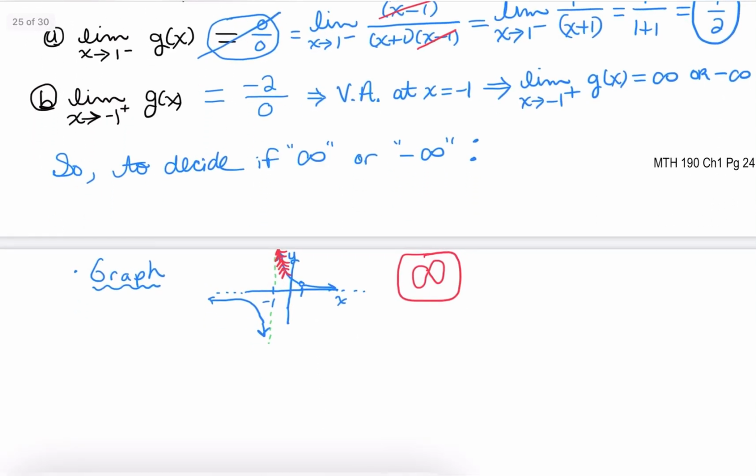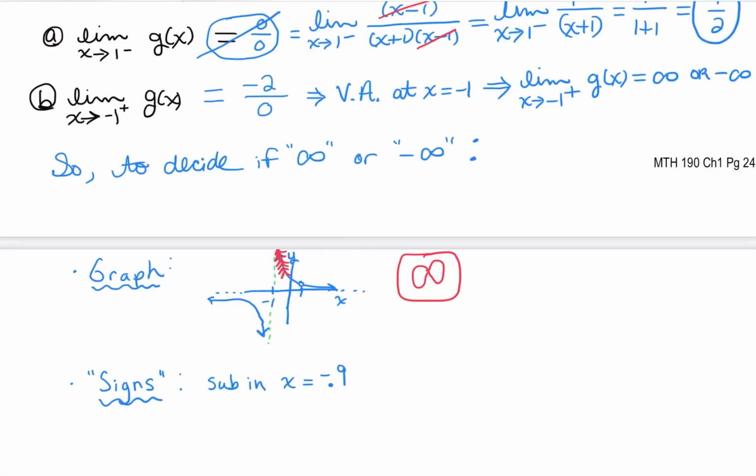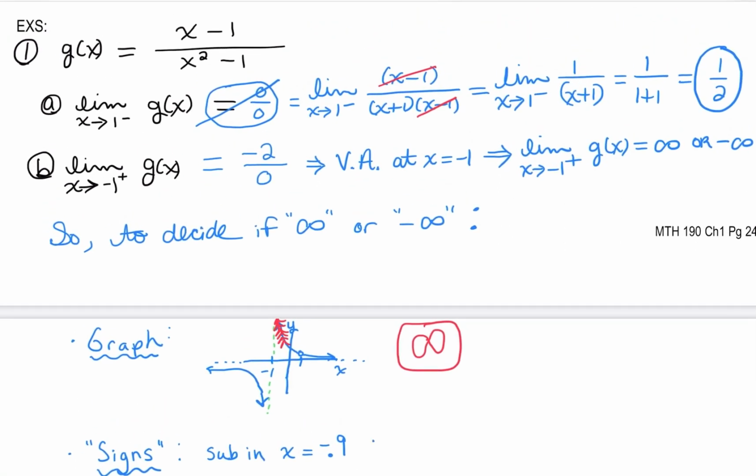The other way to think about this is you've already decided that your answer is either going to be infinity or negative infinity. You could just plug in a number that's really close to -1 from the right. So if you were to sub in, let's say, x equals -9/10, something approaching -1 from the right side, or from the greater side, in that original function.